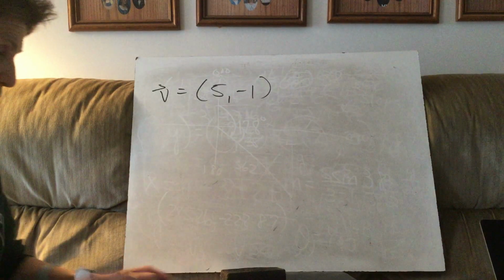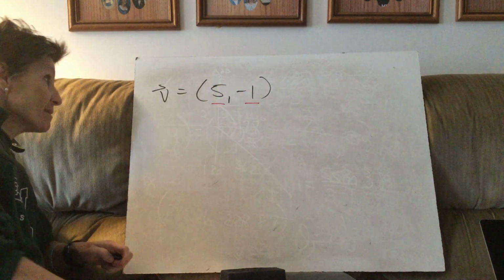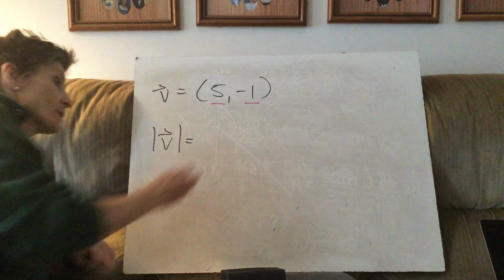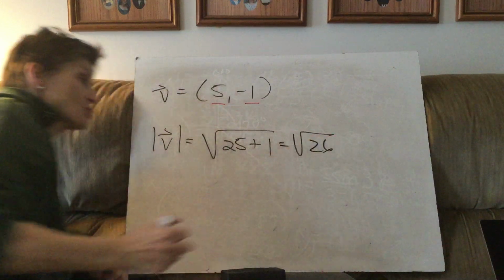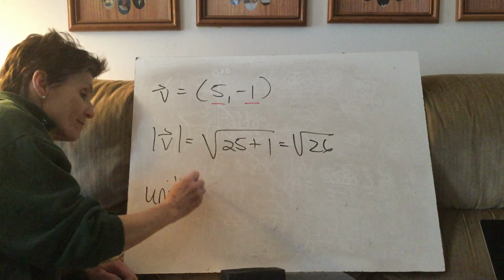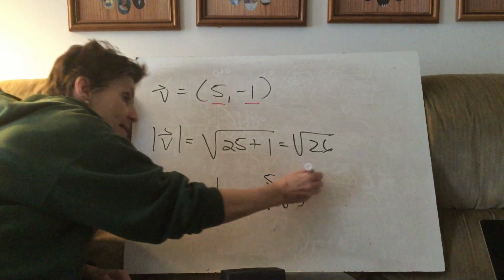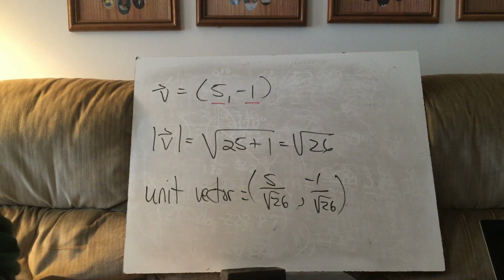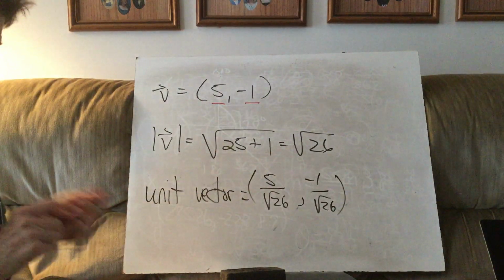To find a unit vector, you are simply going to divide each of these coordinates by the magnitude of the vector. Well, what is the magnitude of the vector? Well, we square the first one, square the second one, add them up and take the square root. So the magnitude is root 26, which means your unit vector is 5 over root 26, comma, negative 1 over root 26. Done. To find a unit vector, you simply take the coordinates of the original and divide by its magnitude.